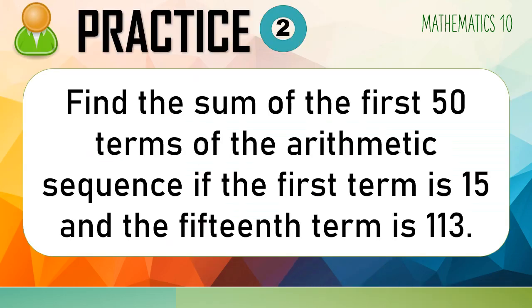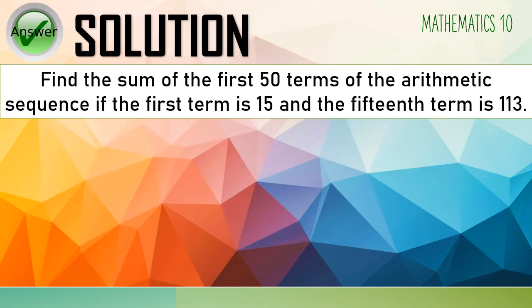Okay, so let us have our second problem. Find the sum of the first 50 terms of the arithmetic sequence if the first term is 15 and the 15th term is 113. So of course, before we start with our solution here in the second problem, you need to think as well of what formula you are supposed to use or which one is more advisable. But of course, I'm gonna share to you the process in dealing with the shorter formula for arithmetic series.